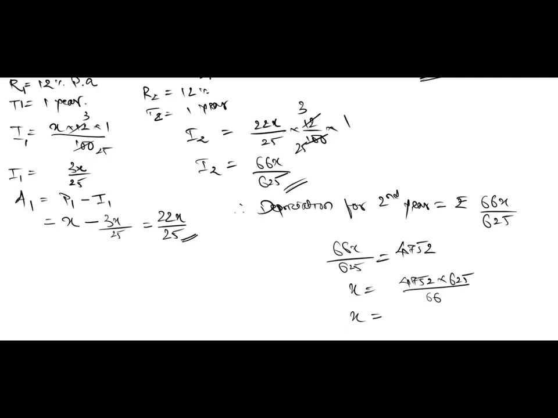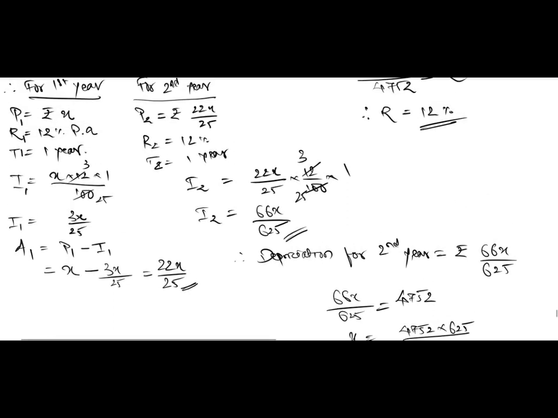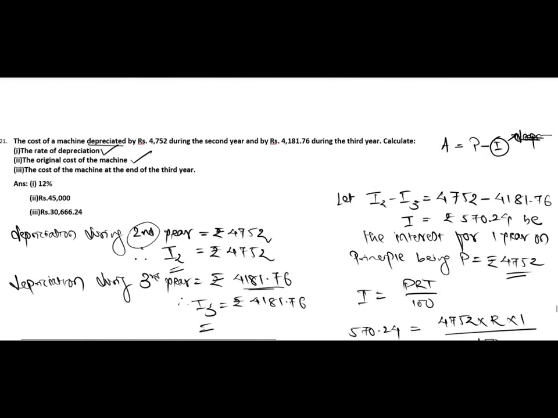So after solving, we get it as rupees 45,000. This is the original cost of the machine, right? So that's the answer of the second question, original cost of the machine. The third question is the cost of the machine at the end of third year.